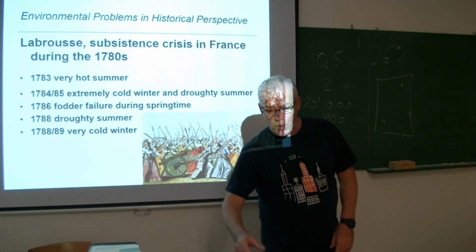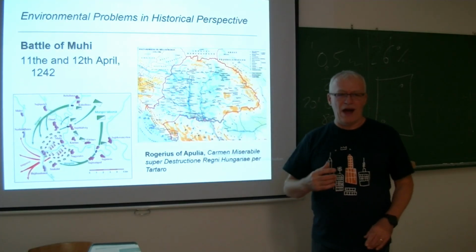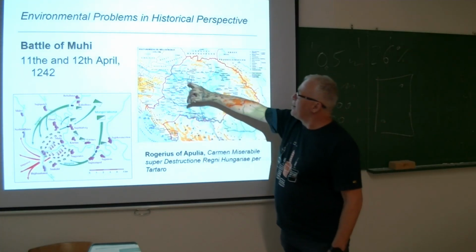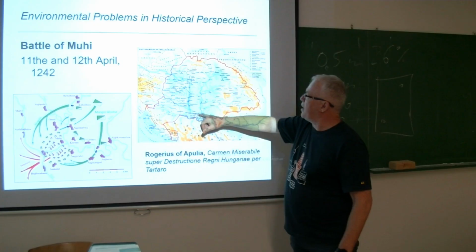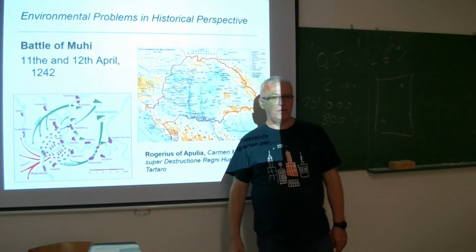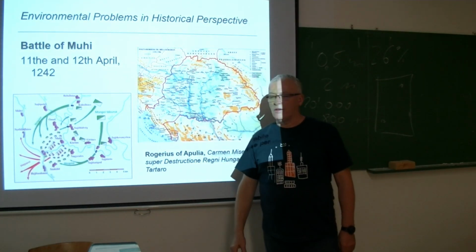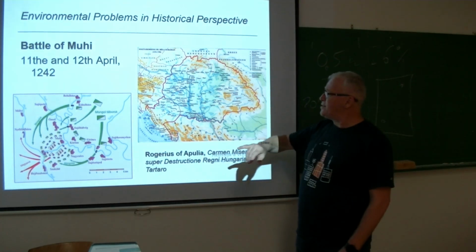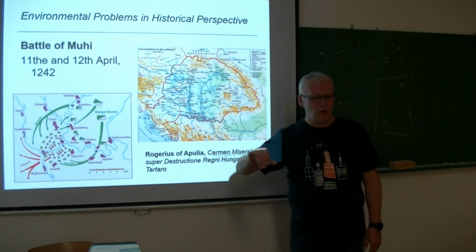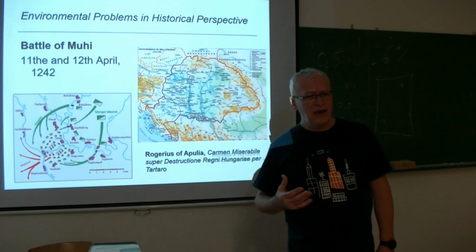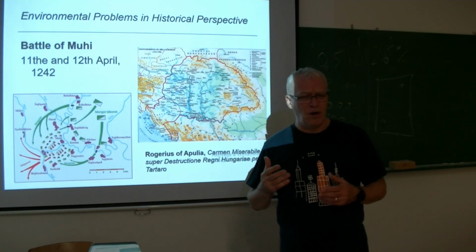Okay, but why is this story interesting for us? Because the Danube River here, this is the Danube River, was frozen over. Frozen over. And the Mongolians used a stratagem. You know what a stratagem is? It's a trick. It's a trick somehow.